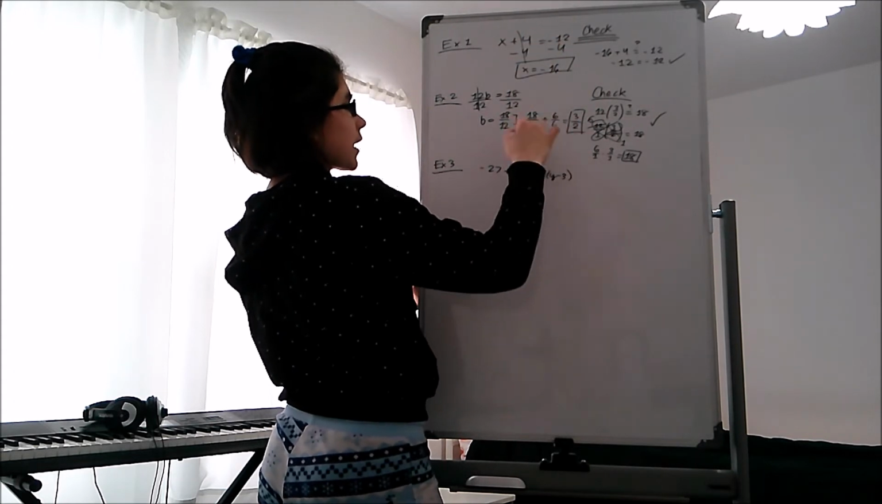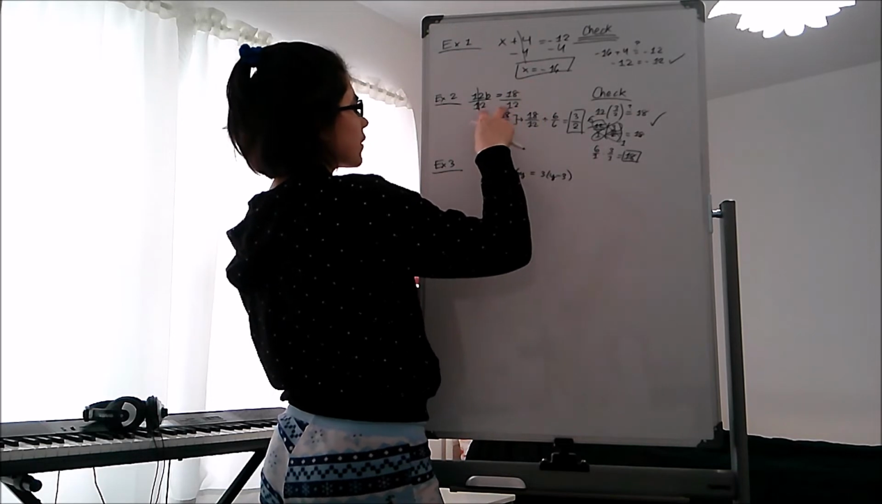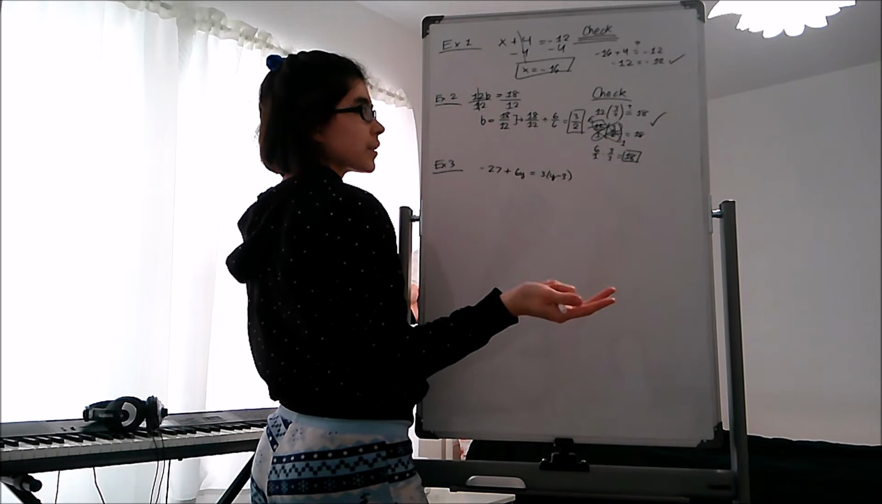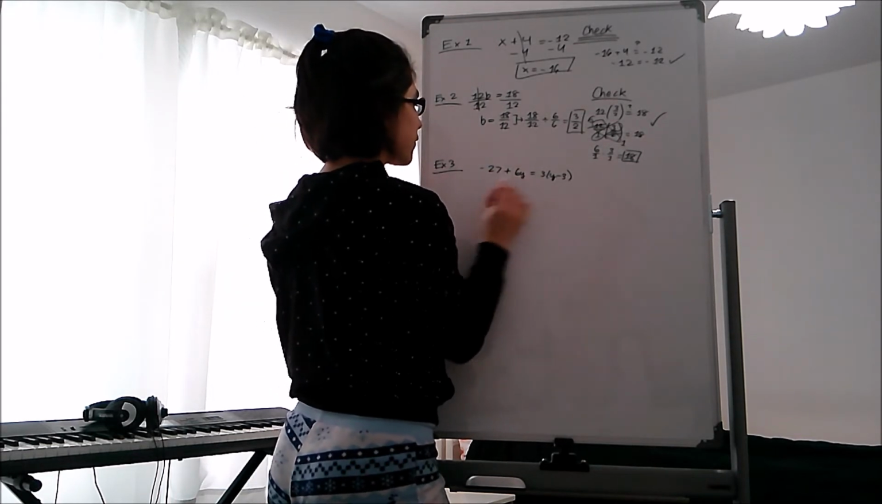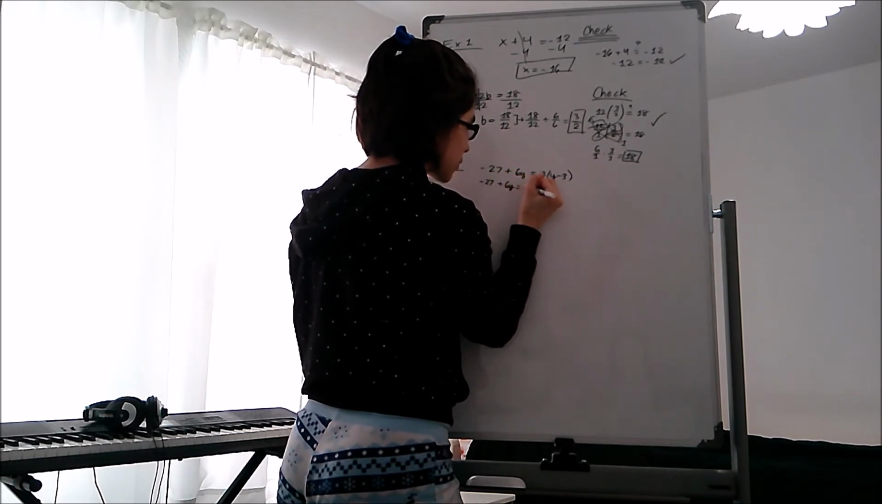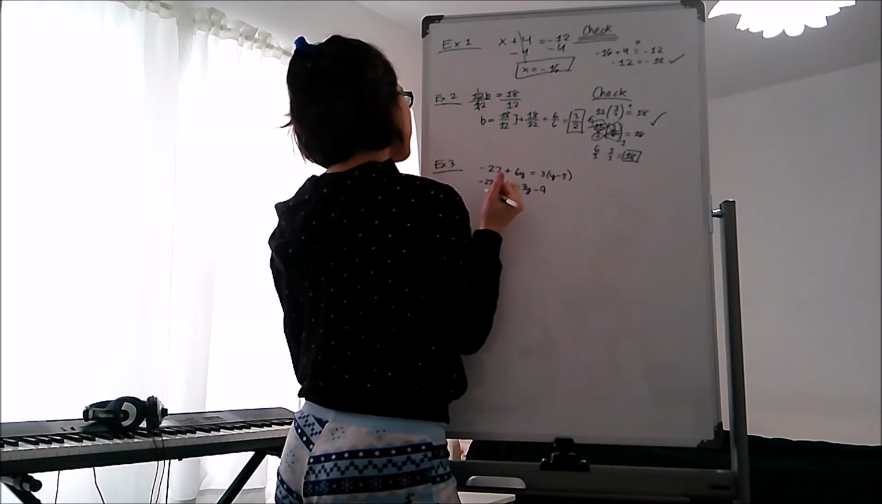So in the same pattern, we would be using the division property of equality, I believe you'd call it, because we were doing the same division on both sides. Okay, so here we're going to apply the distributive property first. So negative 27 plus 6y equals 3y minus 9, okay?